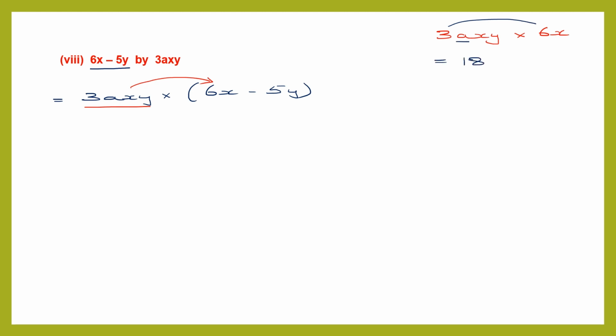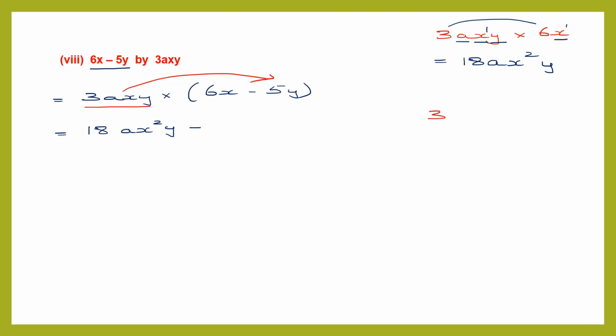Now a we have only 1. Let's write it as it is. We have 1x here and 1x here. So 1 plus 1 is 2x to the power of 2. We have only one y. So what do we have here? 18ax square y minus, now we're going to multiply 3axy with the second term, which is minus 5y.